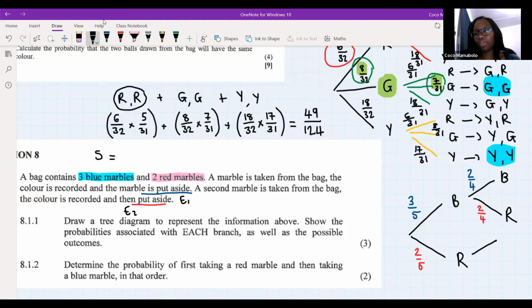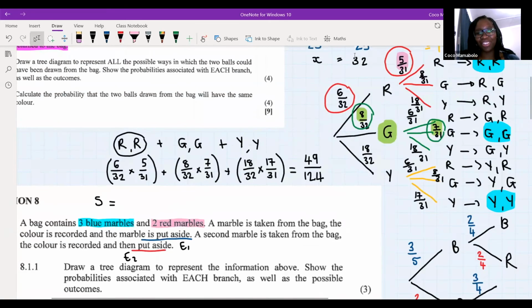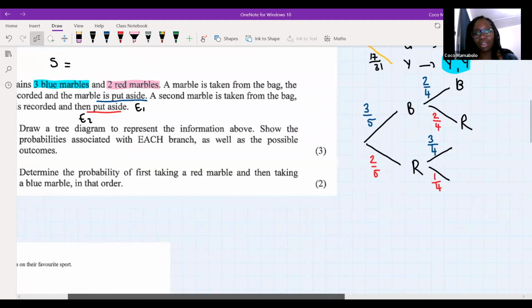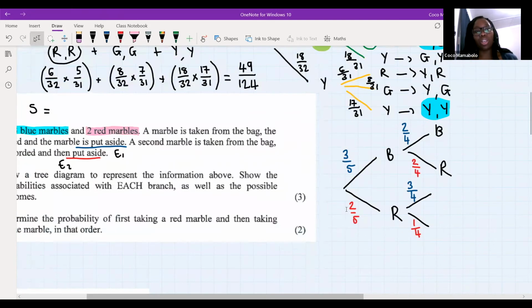Then if, for instance, we take out a red marble instead of a blue, my blue would still be the same. That would be 3, but my sample space would change to 4. And for the red, if I've taken out a red marble, I'll have 1 left, so 1 over 4. It changed because we put it aside, we didn't actually put it back into the bag. So we need to be careful for things like that. We need to read the question. If they said it was taken out, recorded, and then replaced, then that means that our sample size will not change. So we need to be quite careful with that.